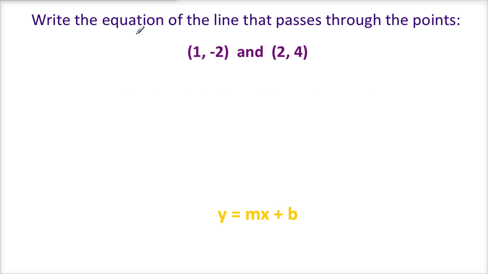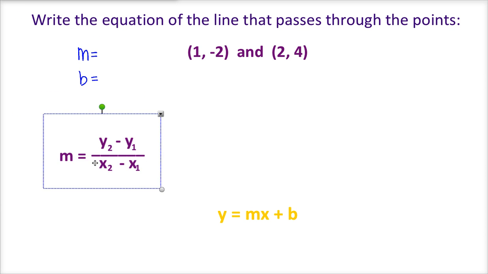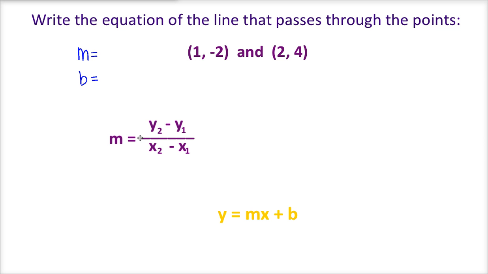So we're asked to write the equation of the line that passes through these 2 points, (1, -2) and (2, 4). In order to write the equation in slope-intercept form, I need to know the slope of the line, and I need to know the y-intercept of the line. I know how to find the slope of the line because it's simply using this equation. The slope is equal to y2 minus y1 over x2 minus x1. So let's do this first.